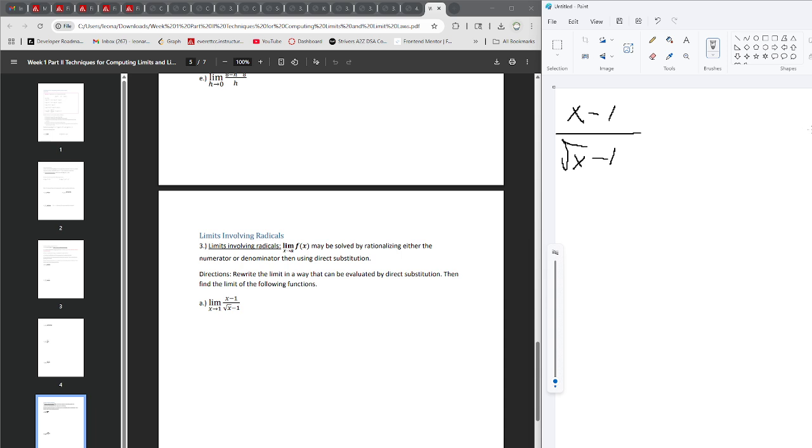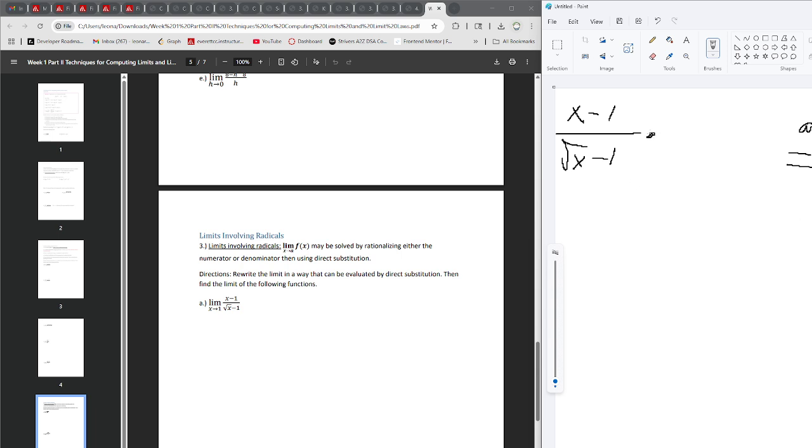The conjugate is basically like this, but the opposite sign for the second term. The reason why this works is because if you remember difference of squares, a squared minus b squared is equal to a plus b times a minus b. So we could say that x minus a squared is equal to square root of x plus a times square root x minus a. That's why it works.